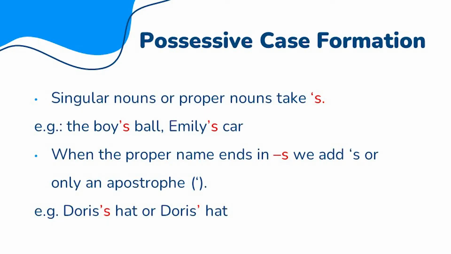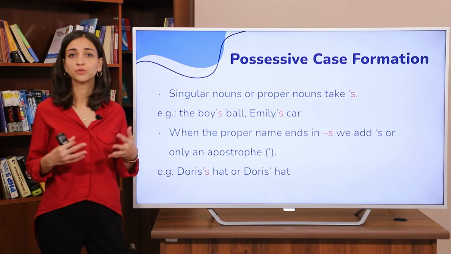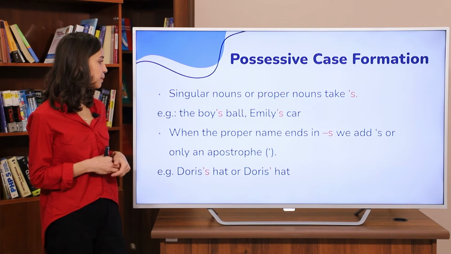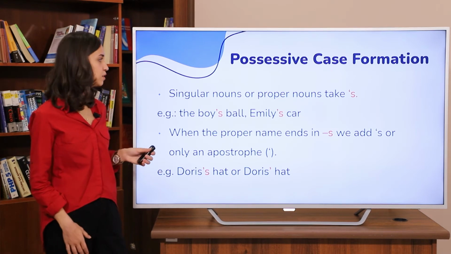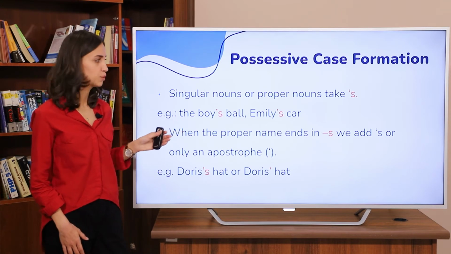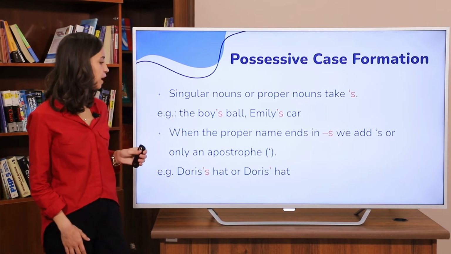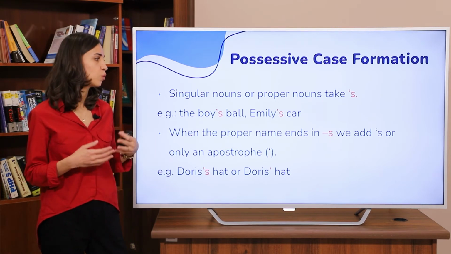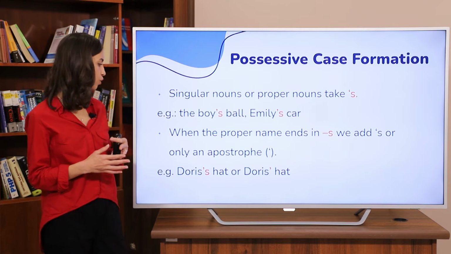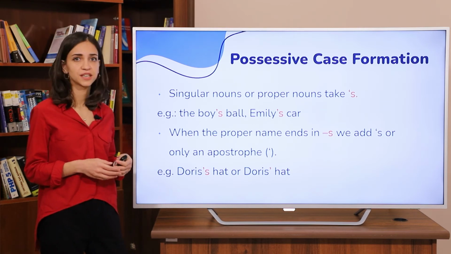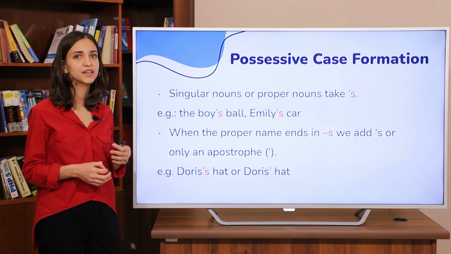So, singular nouns or proper nouns take apostrophe s in English to form their possessive case. For example, the boy's ball, Emily's car. Emily is the proper noun here. Another point is that when the proper name ends in s, we add apostrophe s or only an apostrophe. For example, Doris's hat or Doris' hat.